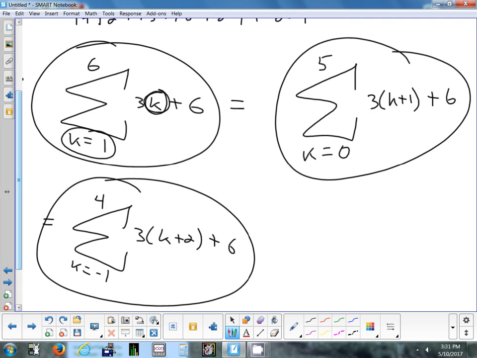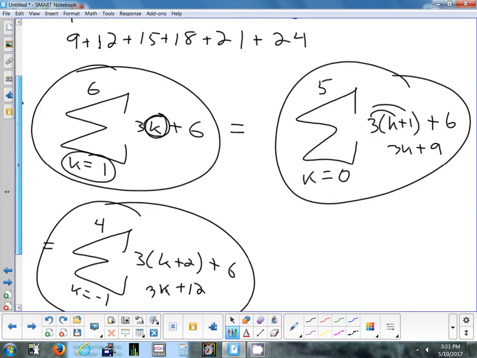And if you wanted, you could distribute it and make it 3k plus 3 plus 6. So it's really 3k plus 9. You could adjust that. This one is really 3k plus 9. This one is really 3k plus 12. It's going to be one of those times where we have a certain answer, but it could be in any one of those forms. They're all going to be 3k plus something. 3k plus 6, 3k plus 9, 3k plus 12. It just depends on where your index starts. Sounds good.